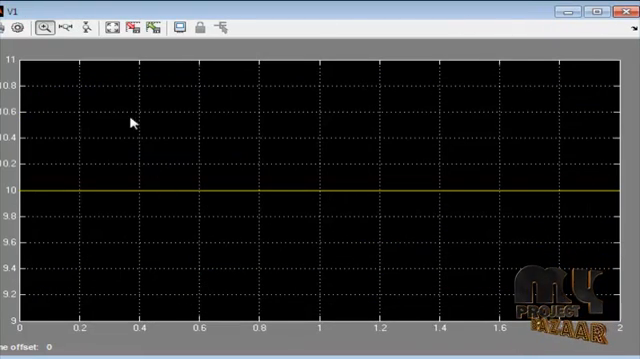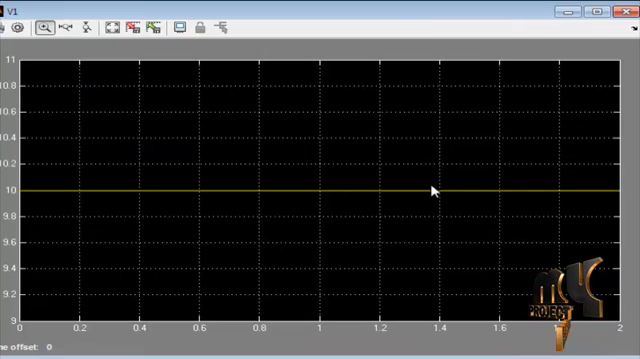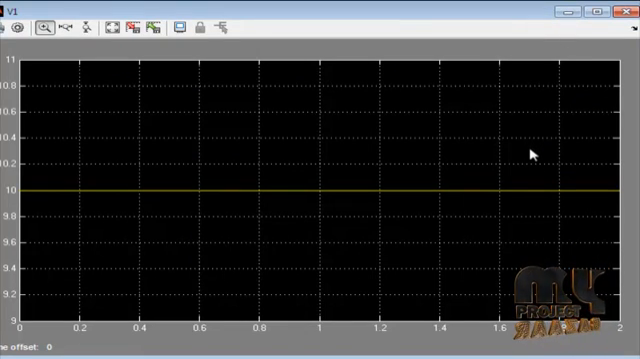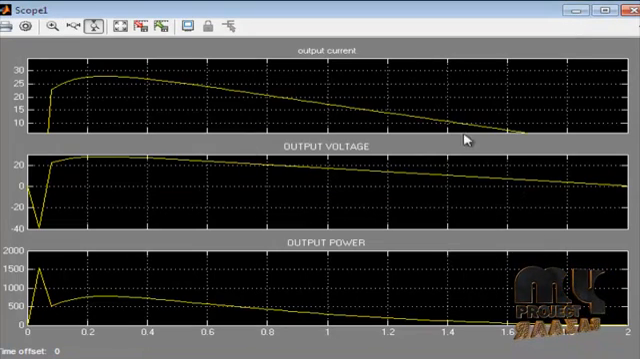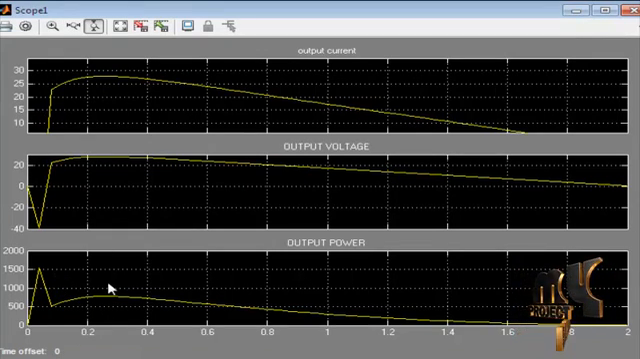Then this is the saturation pulse waveform obtained from the MATLAB function tool, and this is the corresponding output waveform. The maximum power is obtained at each and every irradiance condition.